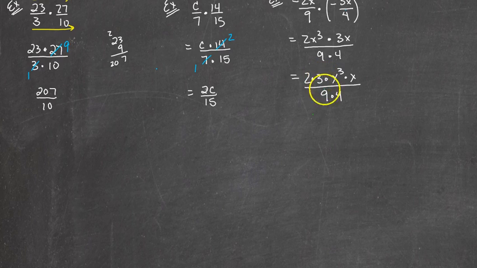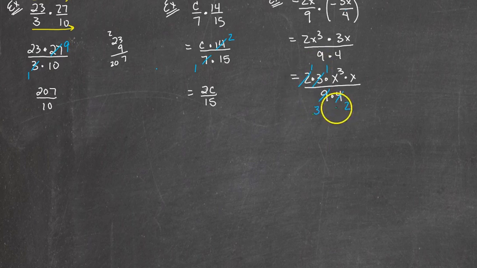Well, I have a 3 in the numerator and a 9 in the denominator that cancel. 3 divides by 3, leaving behind a 1. 9 divides by 3, leaving behind a 3. 2 divides by 2, leaving behind a 1. And 4 divides by 2, leaving behind a 2.